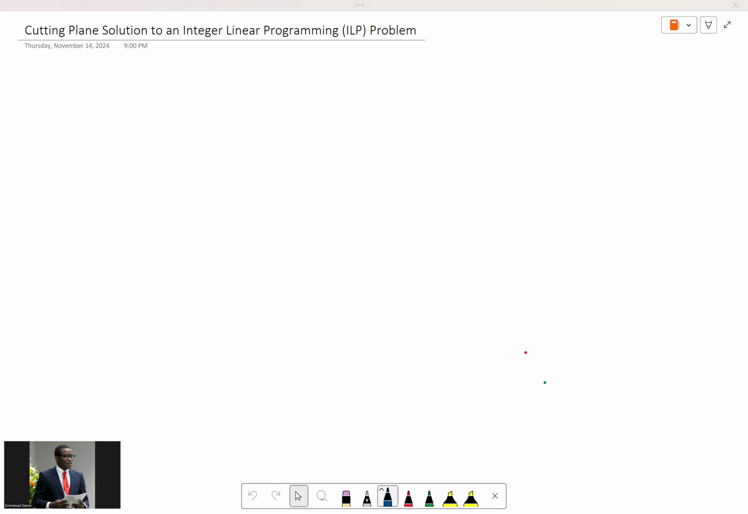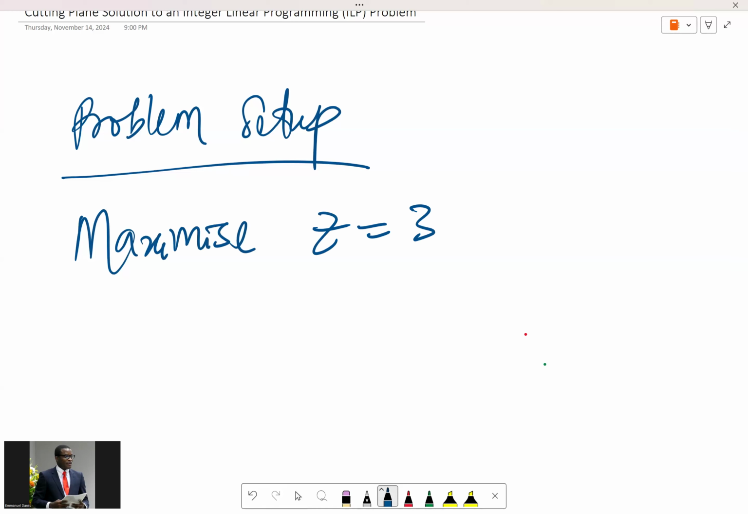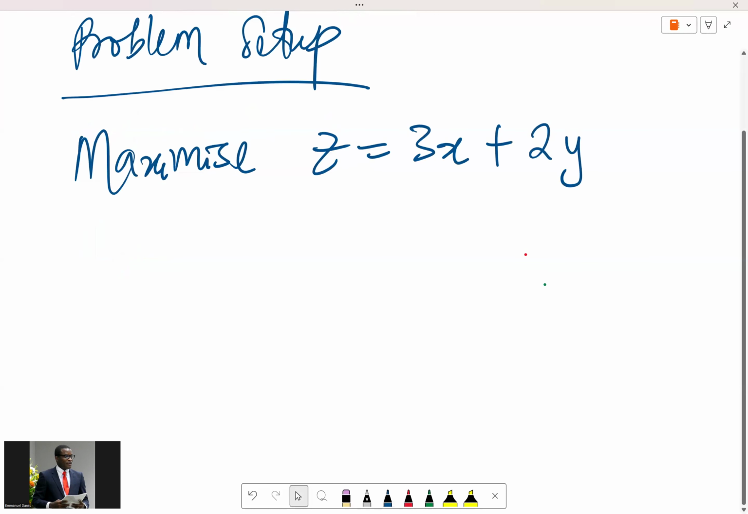In this video, I'll be talking about cutting plane solution to an integer linear programming problem. In the previous video, I had given an overview of the cutting plane method for integer linear programming. So here I'm solving a specific problem, and this is the problem setup. It's the same problem I solved using the branch and bound method, so let's see how we can get the same solution using different methods.